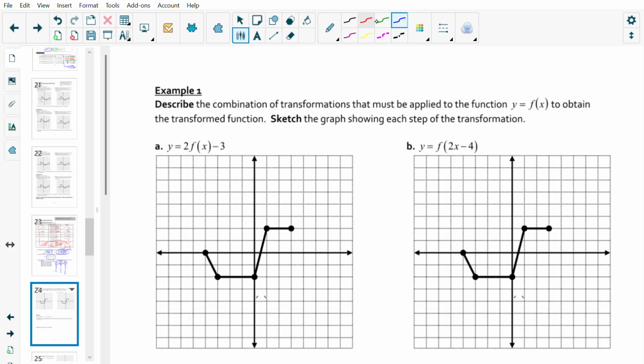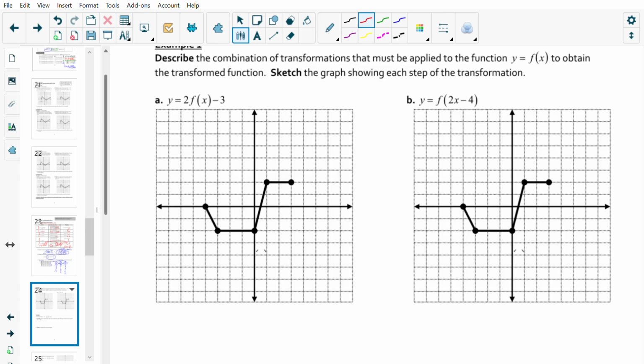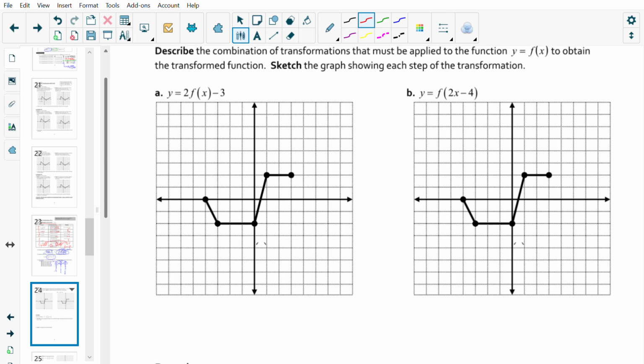Let's do a couple examples, folks. Describe the combination of transformations that must be applied to the function y equals f of x to obtain the transformed function. Sketch the graph showing each step of the transformation. So we're going to do this piecemeal, step by step. First, we need to see what is going on here. We'll follow the SRT rule: stretches, reflections, and translations.